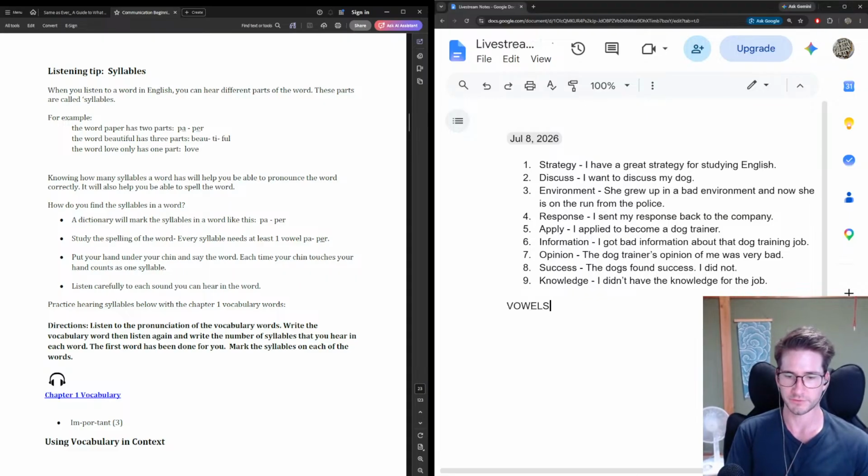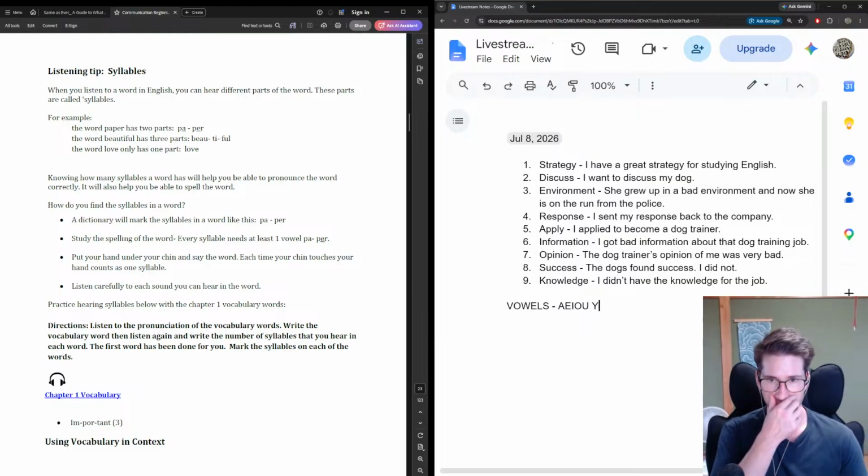Let's review our vowels for a little review here. A, E, I, O, U, and sometimes Y. But there always needs to be a vowel in the word, that's what gives us the open mouth sound. A, E, I, O, U.